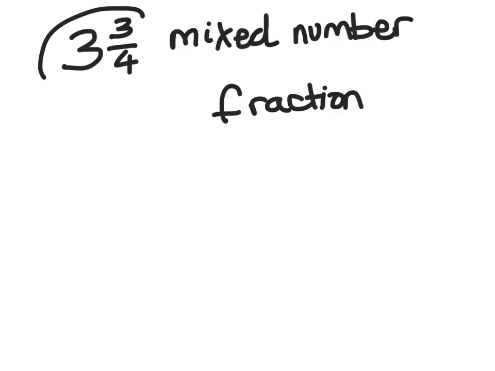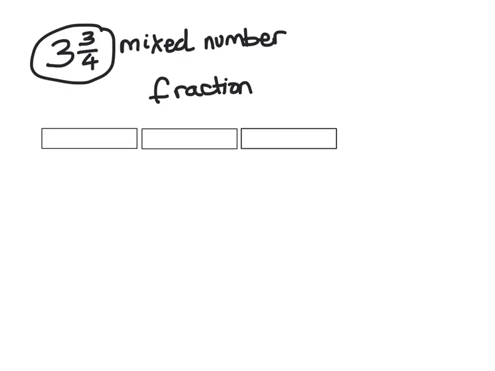So, in order to convert this into a fraction, let's first of all think about what it's going to look like. Well, we've got three wholes, but we're also going to have 3/4 of another whole, so we're going to have an extra whole there. Okay, well, I need 3 of these to be shaded in. There we are. There's 3 wholes, 1, 2, 3 shaded in.